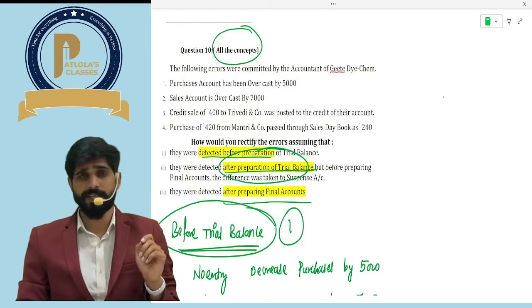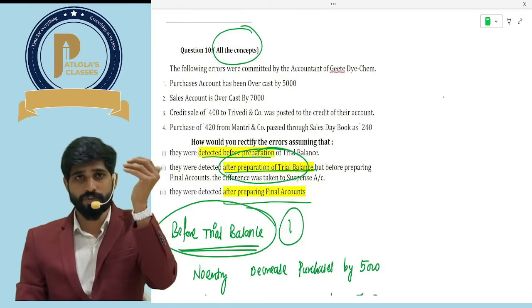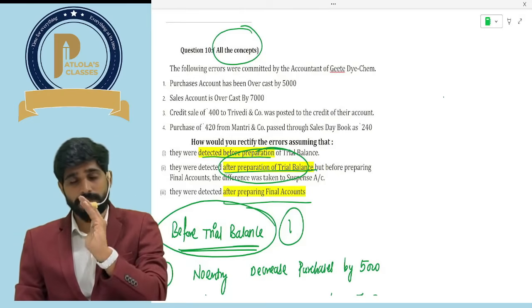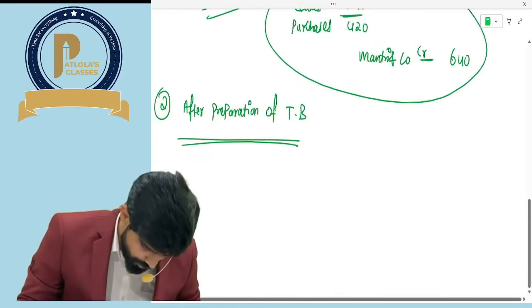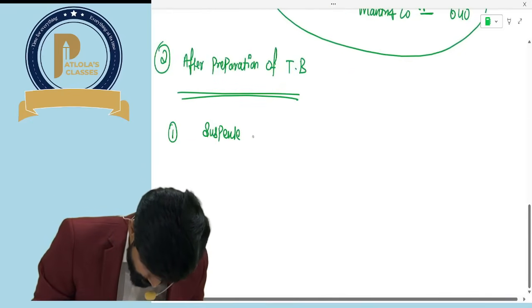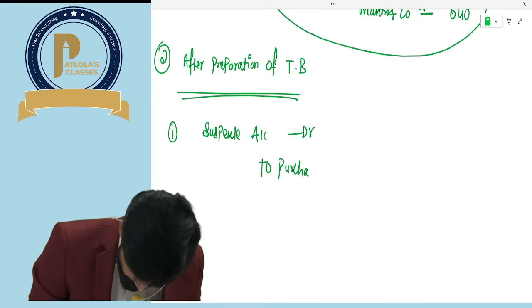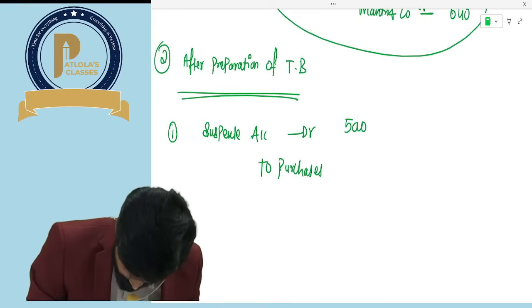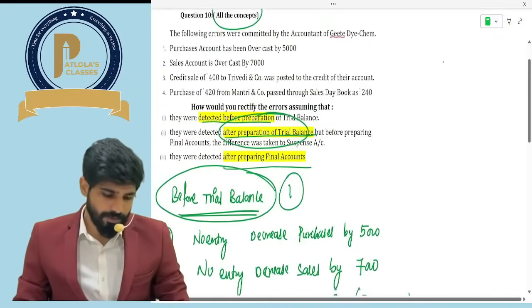Suspense account will be credited by how much? 5,000. Now that we are rectifying, suspense should be debited, and purchases, since we have taken more, we need to reduce. So the rectification entry will be suspense account debit to purchases. How much? 5,000 and 5,000. Okay, wonderful. Please come to the second one. What is the second one?